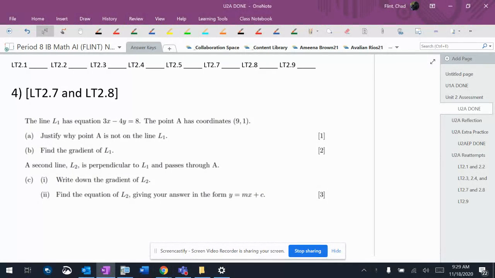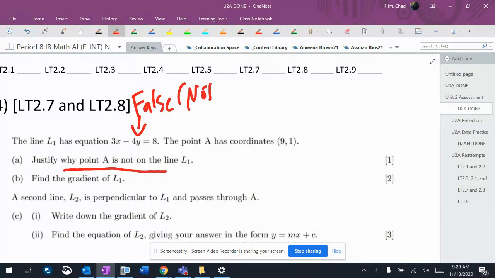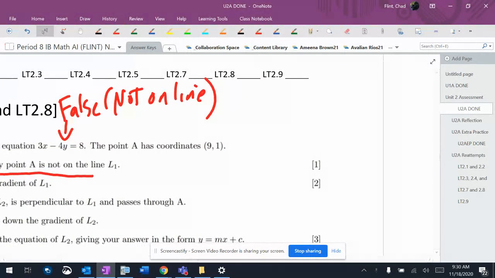All right, so if points are on the line, and this goes back to Algebra 1, if points are on the line, then they make the equation true. If they're not on the line, they make the equation false. So if that is happening, then that means I should plug 9, 1 in there and I should get a false statement. So I'm going to do that.